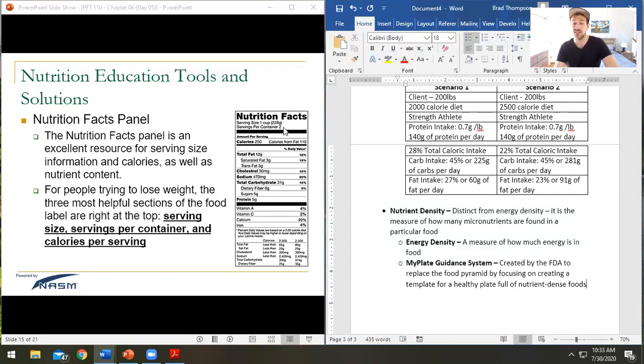Teach your clients that this is the first stop they should always make. Because if you look at this food here, you might think, oh, it's only got 250 calories in it. But the serving size is 1 cup, and that's a serving size of food. If there are 2 cups in this one bowl, let's say this is a thing of ramen.